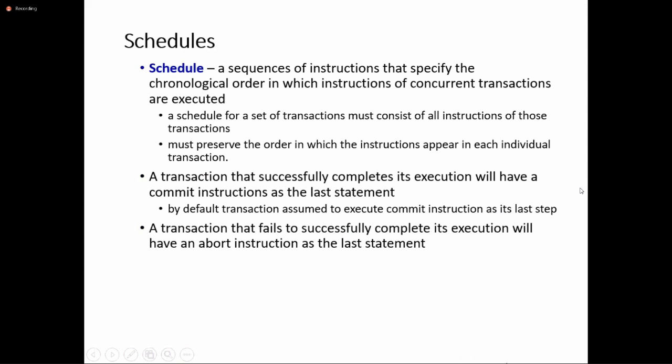Schedule. A schedule is a sequence of instructions that specifies the chronological order in which instructions of concurrent transactions are executed. If you want to do concurrency control, deciding which transaction executes first and which next, that's why we schedule our transactions. A schedule for a set of transactions must consist of all instructions of those transactions.